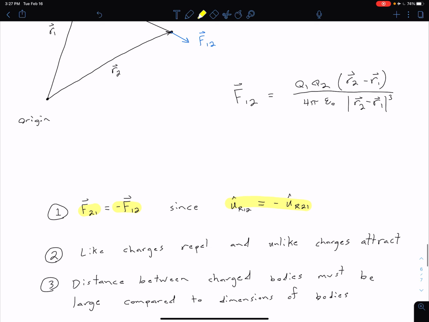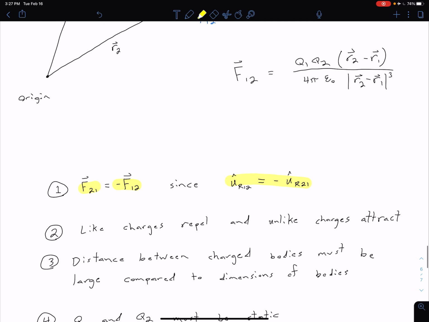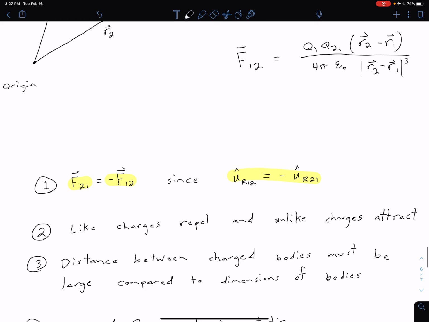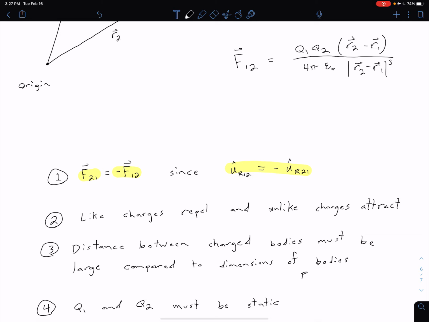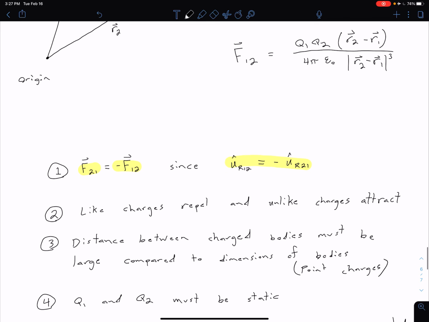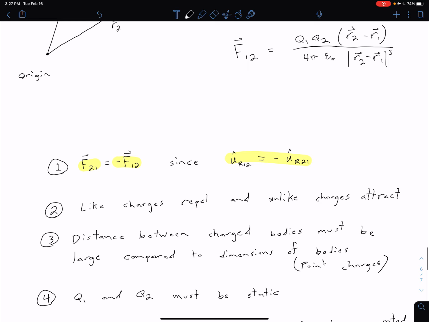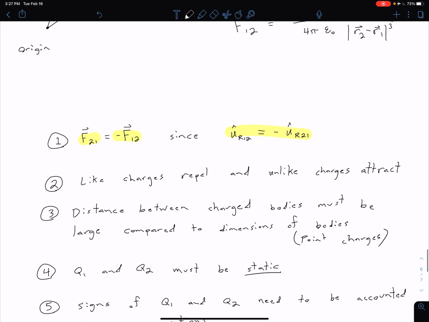The third point is that the distance between the charged bodies must be large compared to the dimensions of the bodies. Essentially, we're considering these bodies to be point charges. The fourth point is that our charges Q1 and Q2 must be static, so these charges can't be moving around. Again, we're going to come back in later units and talk about currents and magnetic fields and electric fields and how all of these things relate. But for now, we're just considering static charges.